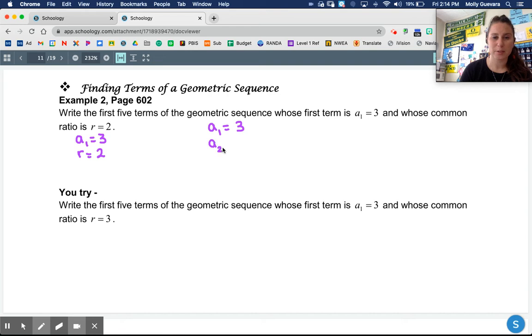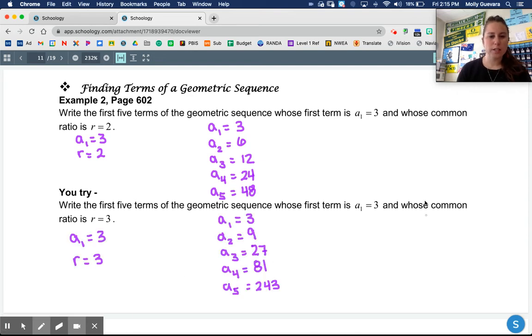So my second term is going to be 3 times 2, which is 6. And my third term is going to be 6 times 2, which is 12. So then my fourth term is going to be 12 times 2, 24. And then my fifth term is 24 times 2, which is 48. And that's it. It just wants me to write the first 5 terms. So go ahead and try this one. And then when you're ready to check your work, just hit play.